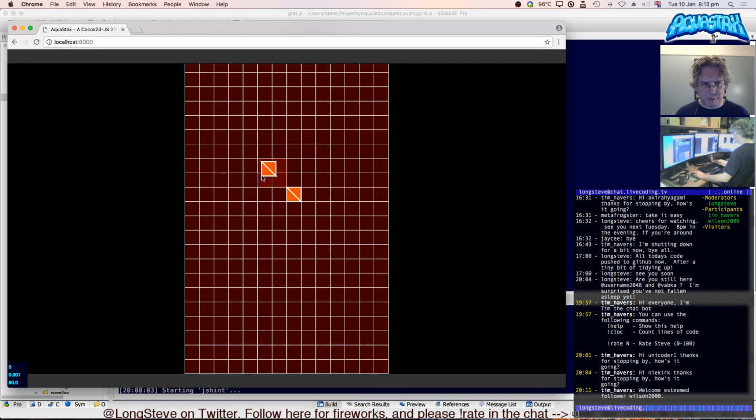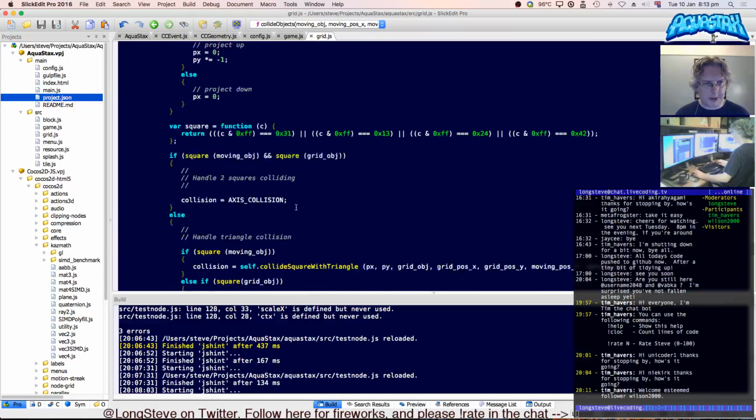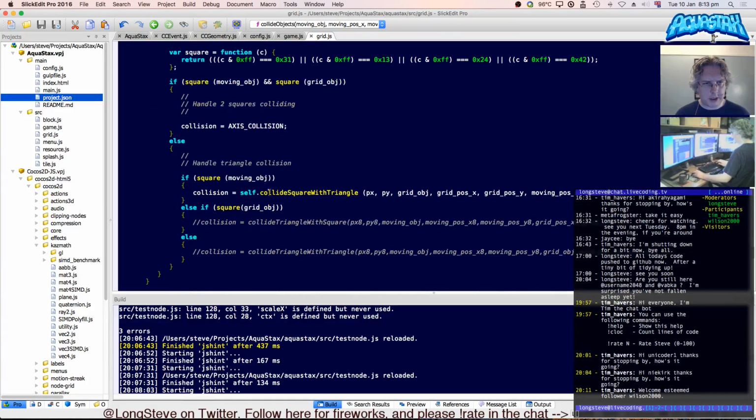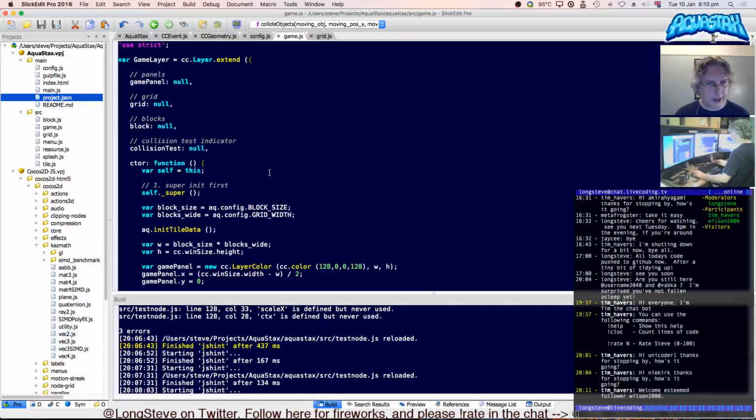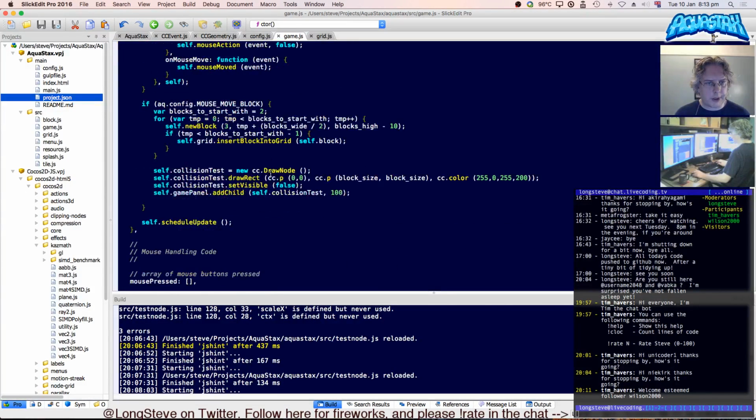Right. So I've got a square moving around, and it still collides, but I need to get the code to come down through this path here. So I need the moving object to be, so it's handle triangle. The moving object is a square, so I need the grid object to be a triangle. So let's quickly figure out where this setup occurs. I think it's down here, yes, mouse move with block.